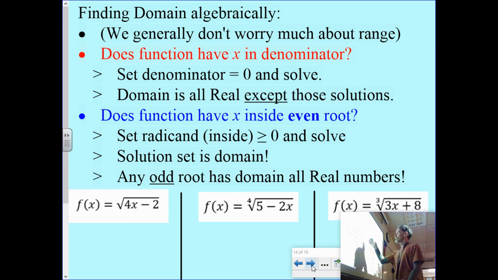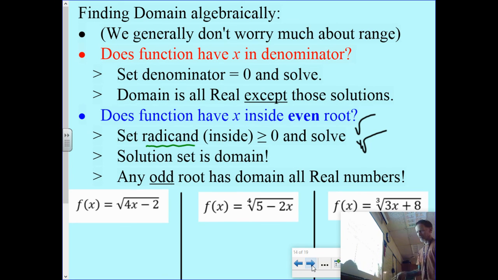So what we do, whatever's on the inside of that thing, remember, it can be a square root, it can be a fourth root, whatever. If that little index, that little tiny number, is even, we're doing the same thing. We set the inside, called the radicand, greater than or equal to 0 and solve it. Once you solve it, you're done. That is your domain. Okay?